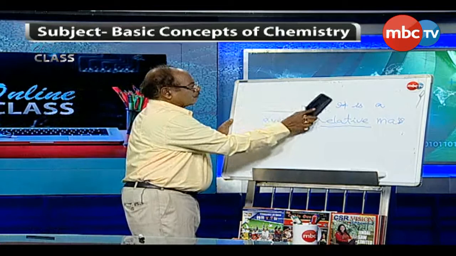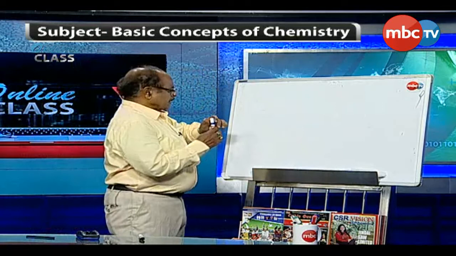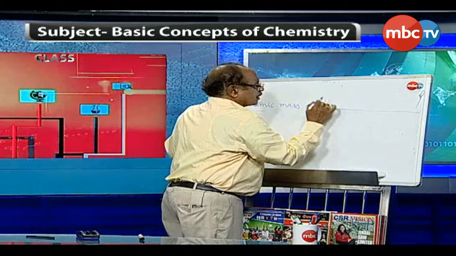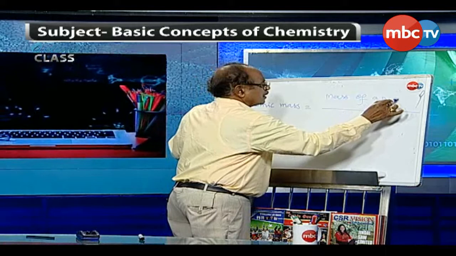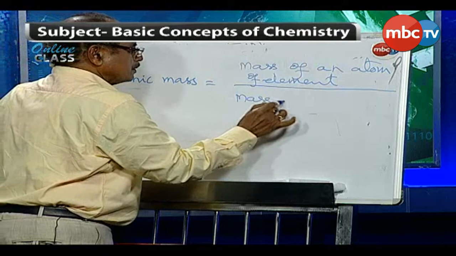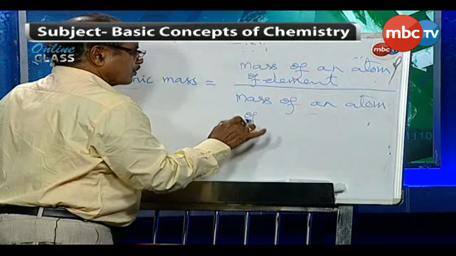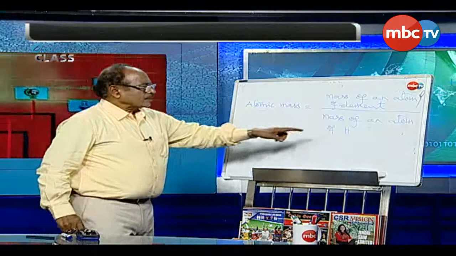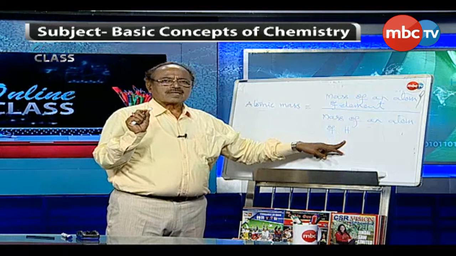Earlier we were expressing it with respect to hydrogen. So the atomic mass earlier was defined as the ratio of the mass of an atom of an element to the mass of an atom of hydrogen. Why hydrogen? Because it is the smallest element, the smallest atom, and its mass was taken as 1.